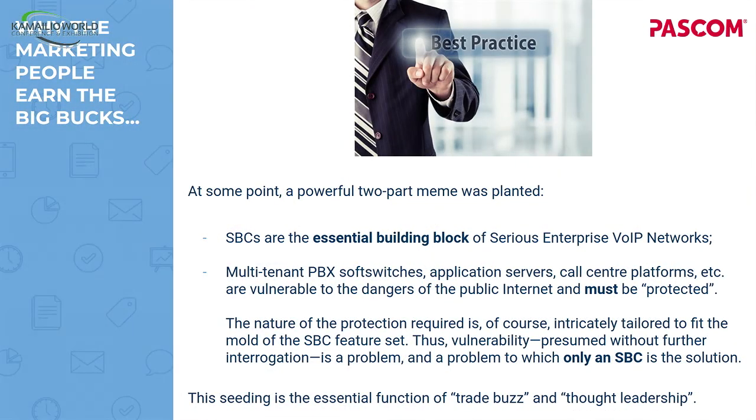So this is why good marketing people are good. At some point, they invented a kind of two-part meme, almost like the Russian Internet Research Agency, and somehow managed to percolate it through the C-suite. One is that SBCs are the essential building block of serious enterprise VoIP networks. Wouldn't dream of starting an ITSP without one. Come on, you've got to have one for your carriers, you've got to have one for your users, possibly several.